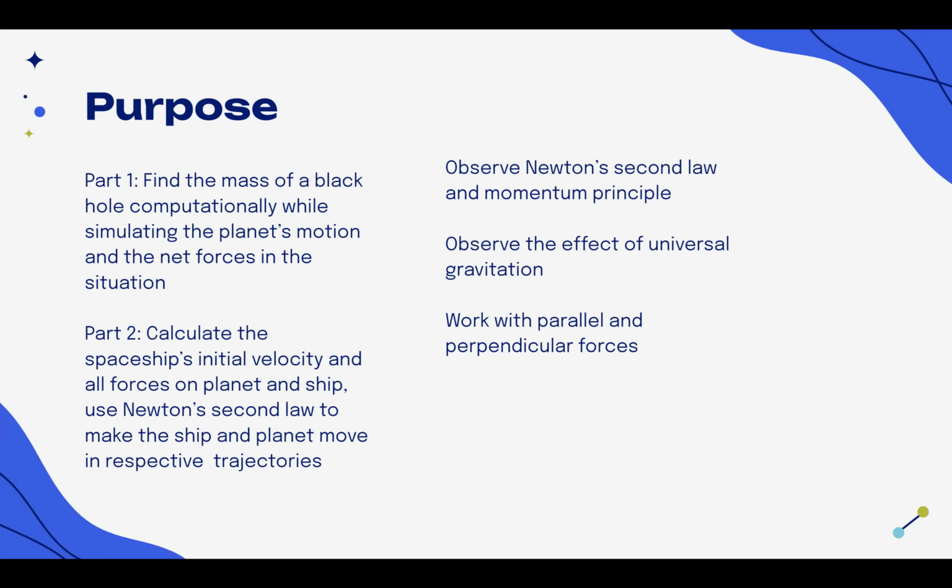So the purpose of this lab for part 1, we're going to find the mass of the black hole computationally and simulate the planet's motion with the net forces working on it. Then for part 2, we have a spaceship and we want to find the initial velocity so that it can escape this system with the black hole in it and make the ship and planet move in their respective trajectories. This lab is going to help us observe Newton's second law and the momentum principle, as well as the effect of universal gravitation, and work with parallel and perpendicular forces.